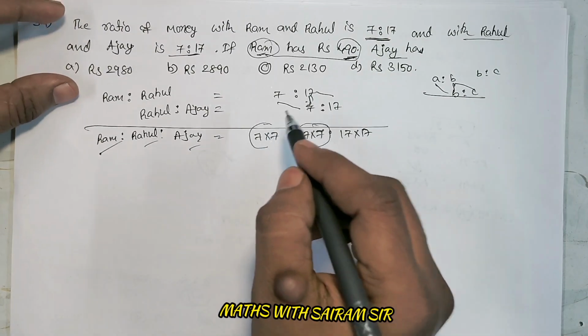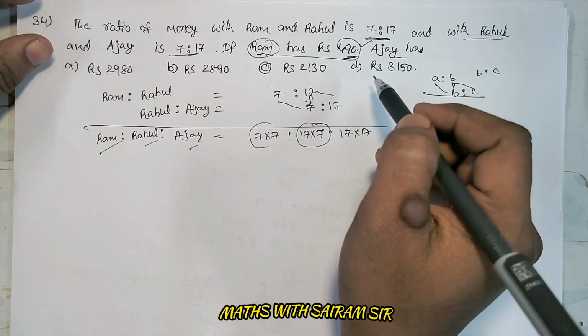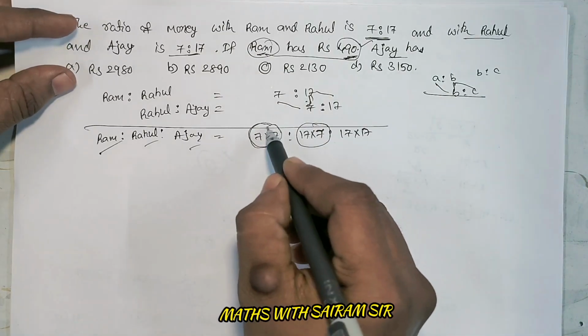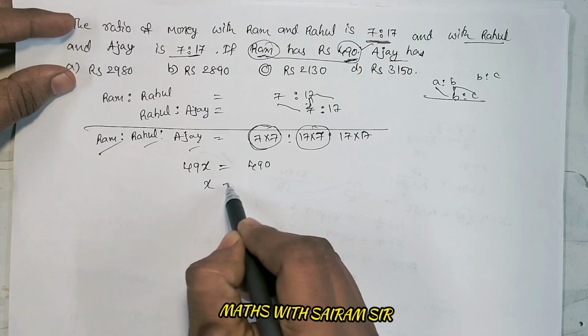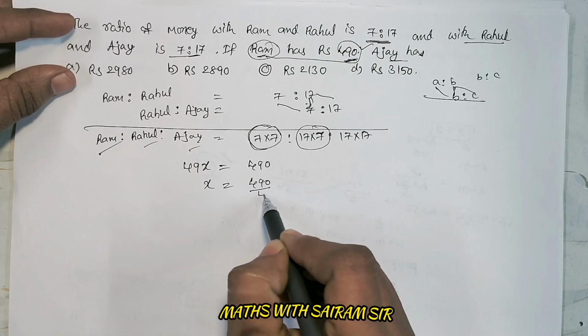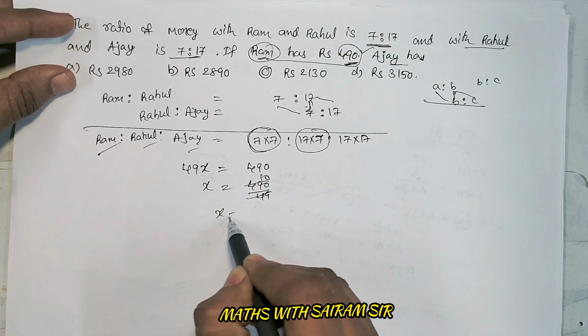But we are given that Ram has 490 rupees. As per the ratio, Ram has 49 parts. So 49x is equal to 490. So x is equal to 490 by 49, that is 10. The value of x we get is 10.